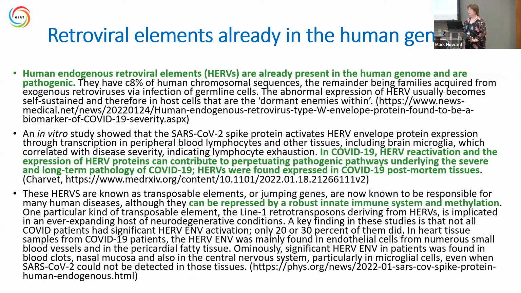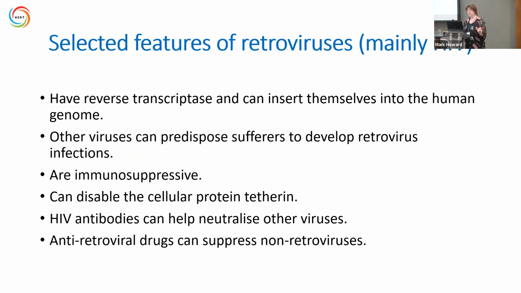Right, so I'm going to look at selected features of retroviruses. Retroviruses have many other features other than this. So we know they have reverse transcriptase and can insert themselves into the human genome. Other viruses can predispose sufferers to develop retroviral infections. Retroviruses are immunosuppressive. They can disable the cellular protein tetherin. If you're not clear what tetherin does, I'd never heard of it before, don't worry, coming onto it in a minute. HIV antibodies can help neutralize other viruses, and antiretroviral drugs can suppress non-retroviruses.